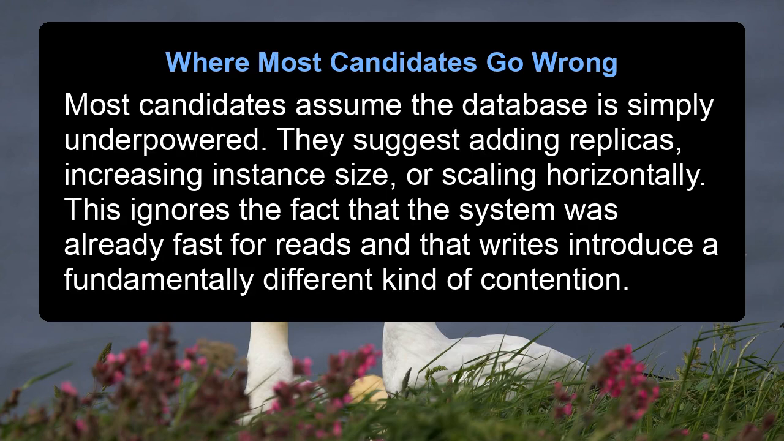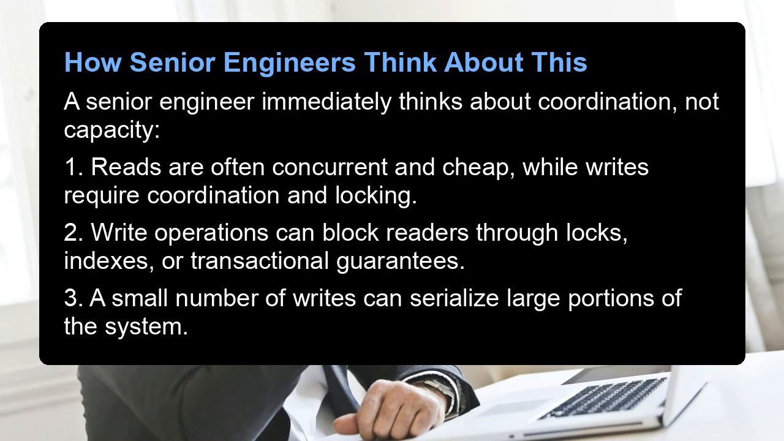Most candidates assume the database is simply underpowered. They suggest adding replicas, increasing instance size, or scaling horizontally. This ignores the fact that the system was already fast for reads, and that writes introduce a fundamentally different kind of contention. How senior engineers think about this.